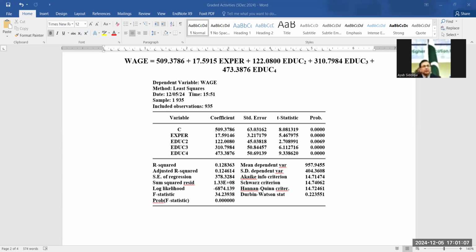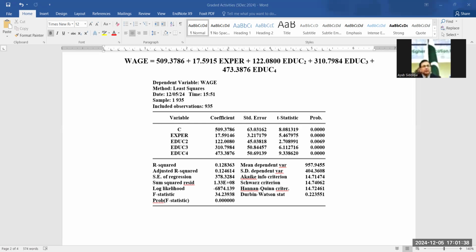So when we add it up, it makes more than $820. So the workers with a bachelor's education are earning on the average 509 plus 310, which makes more than 800 US dollars on the average for the bachelor's level education category.